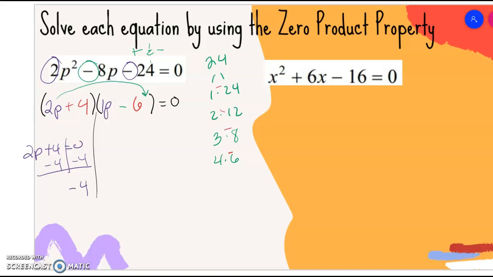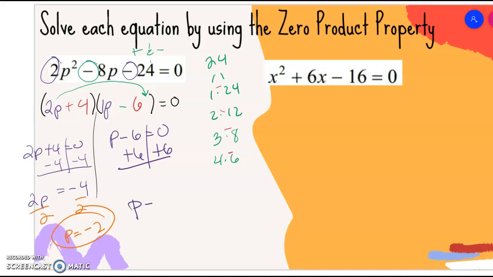The first side I need to get rid of the positive 4 by subtracting it. Divide by 2, so p equals negative 2. And on this side, p minus 6. If I add the 6 over, there's my two answers. Woohoo! So now I want you to try the next one on your own, and I want you to see what you get.